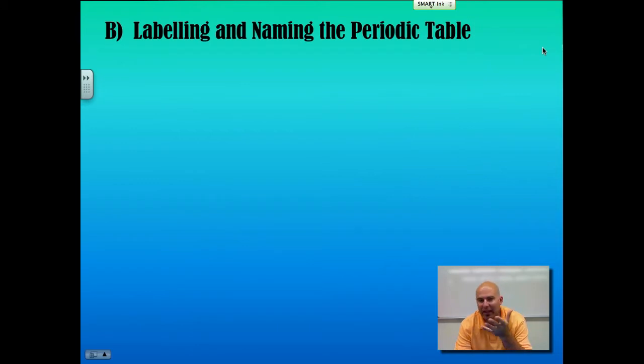And what we mean by that is, yes, it's the periodic table. That's the name of what we're looking at. But there are ways to describe some of the columns and the rows, ways of not only labeling them, but also it helps you with the terms of how many valence electrons there might be, et cetera. And we'll see that as we move along.